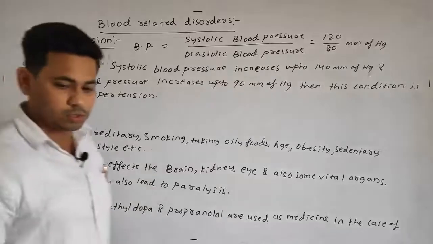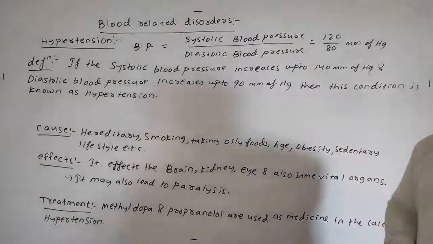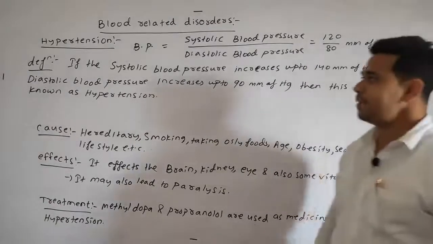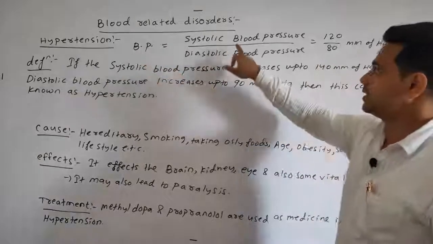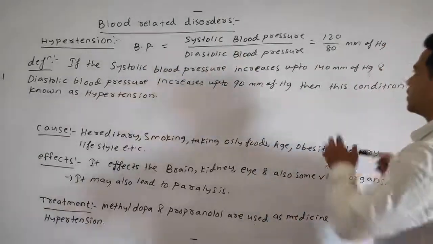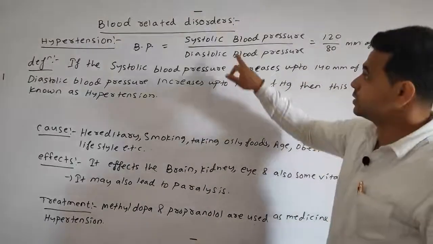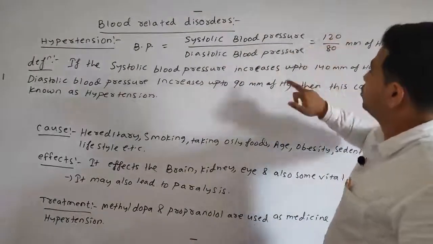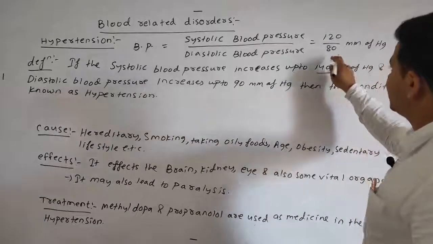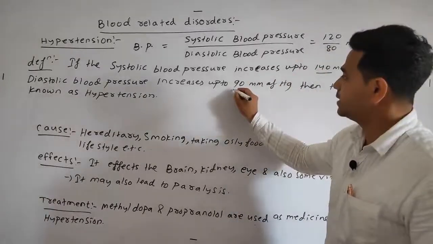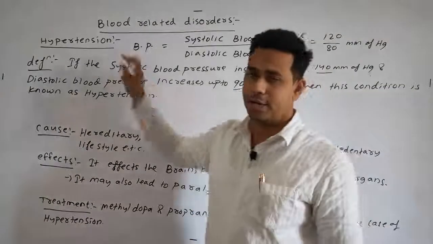So students, what we have discussed, that hypertension means simply increasing the blood pressure. Normal blood pressure is systolic blood pressure by diastolic blood pressure, 120/80 mmHg. If the systolic blood pressure increases up to 140, and the diastolic blood pressure increases up to 90 mmHg, then this condition is known as hypertension.